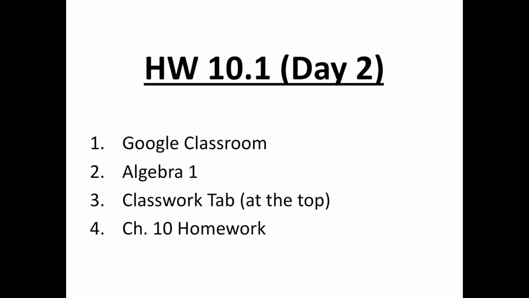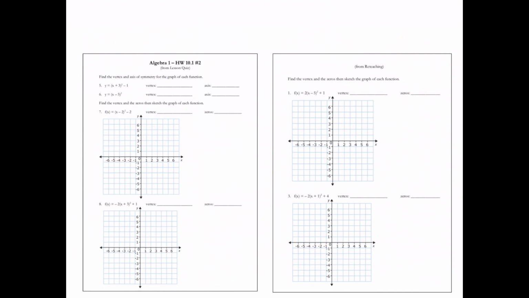Our homework, remember, here are the steps to find it. You go into Google Classroom, into your Algebra 1 class, go to the classwork tab. If you're on a traditional computer or laptop, it's at the top. If you're on an iPad or your phone, it may be at the bottom. And then just go to Chapter 10 homework and you will see it. It will look like this. It is 2 pages, so make sure you do both pages.